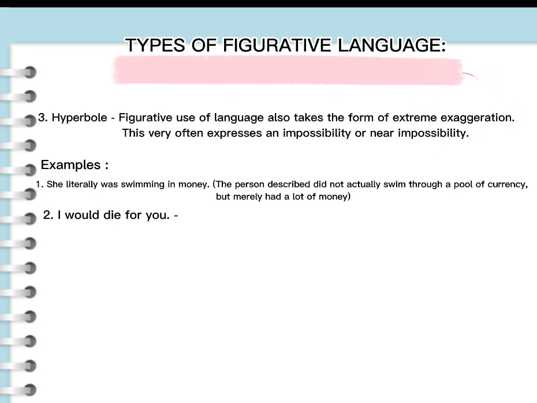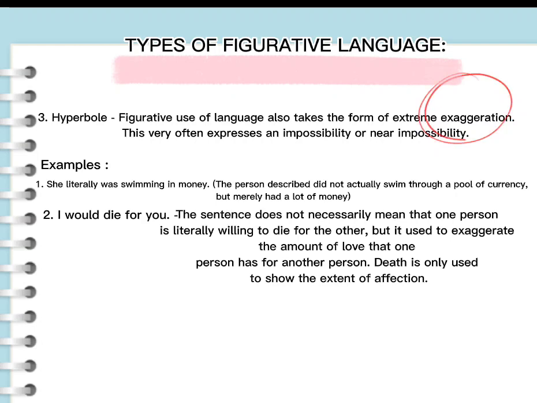Next example is, I would die for you. The sentence does not necessarily mean that one person is literally willing to die for the other, but it is used to exaggerate the amount of love that one person has for another person. Death is only used to show the extent of affection. You get it now? I hope you get it to recognize this kind of figurative language.